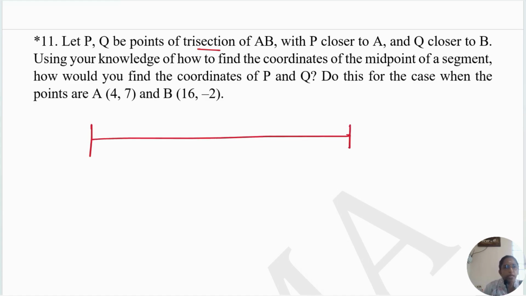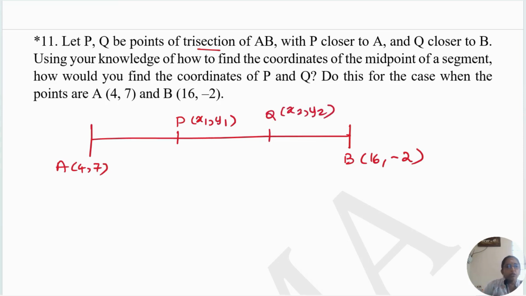So you can draw your diagram this way. A is (4, 7) and B is (16, -2), and P is closer to A. You can mark P as (x1, y1) and Q, closer to B, as (x2, y2). Now it is trisection, it is given, so you can take AP equal to PQ equal to QB.